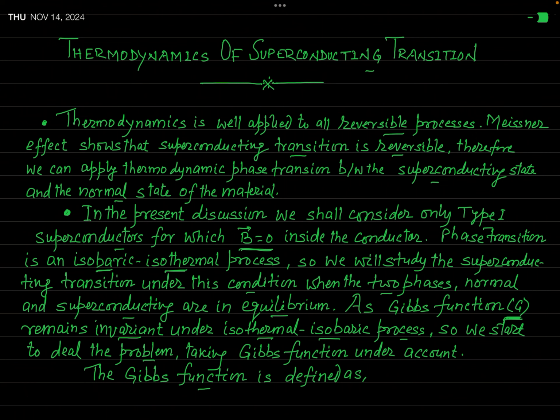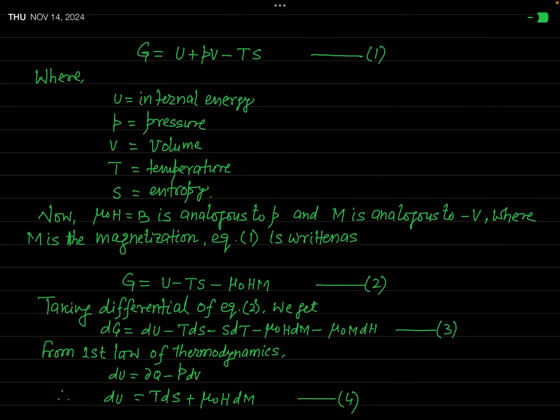Gibbs function is defined in this manner. This definition you will find in thermodynamics. G is equal to U plus PV minus TS. I hope you have an idea of all the quantities used in this expression. Here U represents the internal energy, P is for pressure, V is for volume, T stands for temperature, and S for entropy. This is the basic definition of Gibbs potential. It is also written as H minus TS, where H is called enthalpy, which is the sum of U and PV.